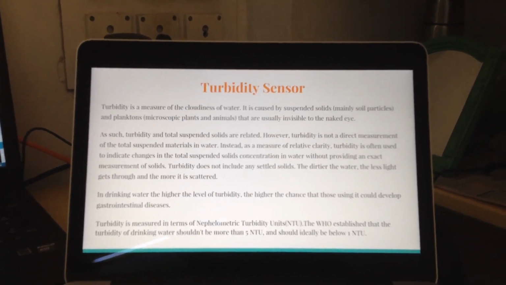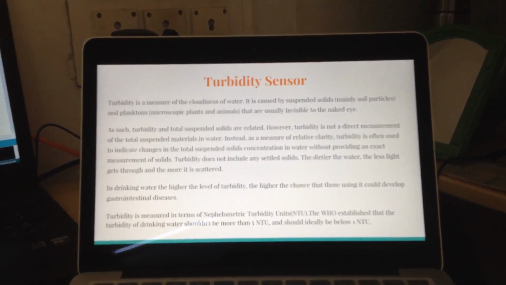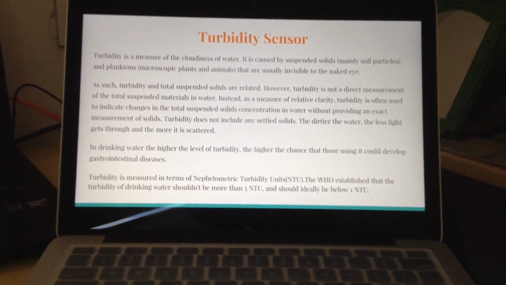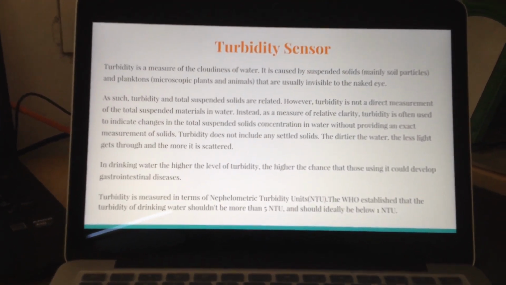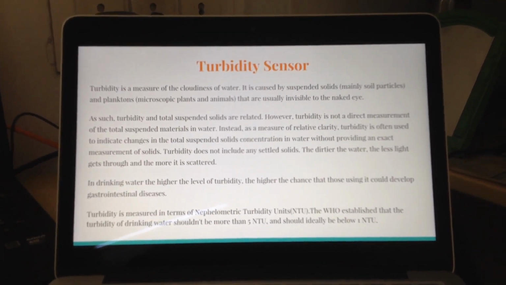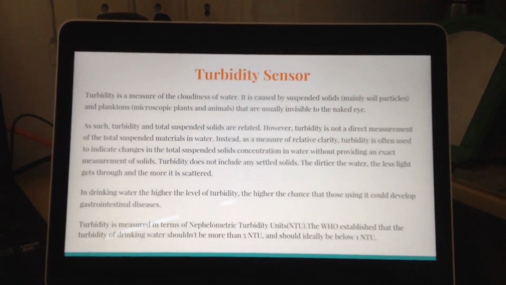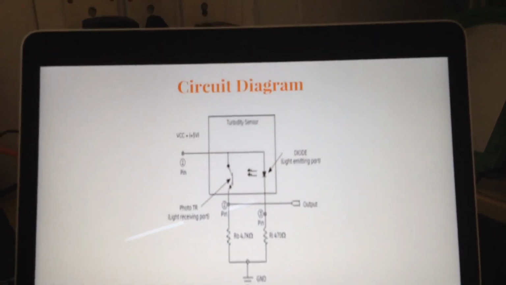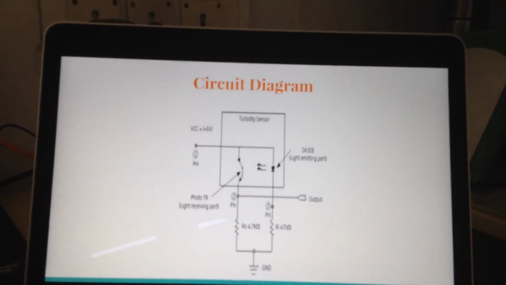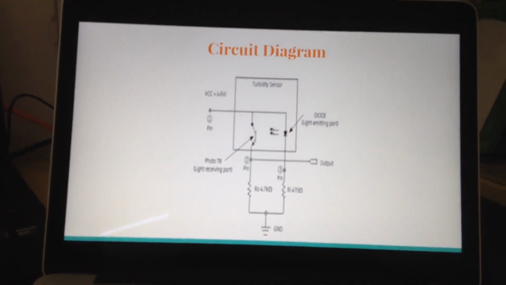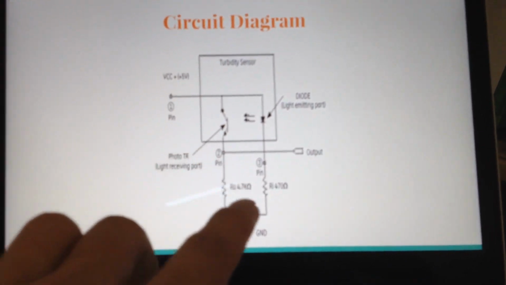So in case of turbidity, turbidity is directly proportional to the scattering of light. So if the water is muddy, the particles present in it would scatter more amount of light, and that tells us that the water is cloudier. So the basic circuit is that we have used a light emitting diode which sends a beam of light across the water sample, and this is the receiving port.